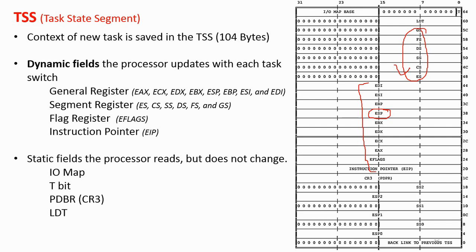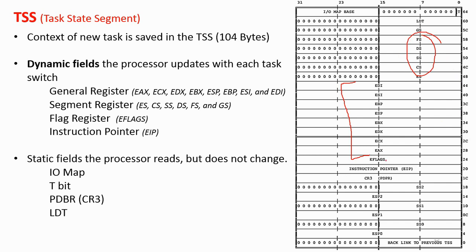For each protection level of stack, stack pointer and segment selectors are there. You can observe over here that the stack pointers related to protection level 2, protection level 1 and protection level 0 are present, and here the segment selectors for protection level 2, 1, 0 are present. So in TSS, the processor saves the various registers, that is all 8 general purpose registers, along with the segment registers.